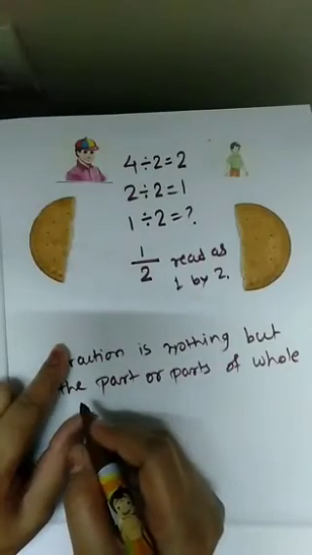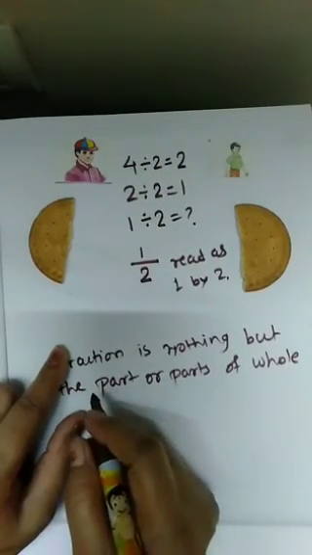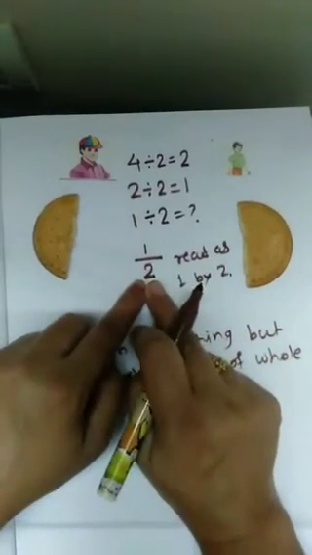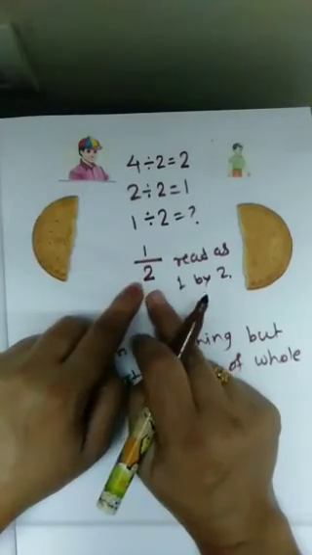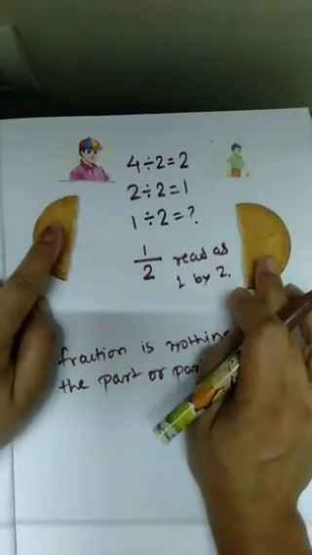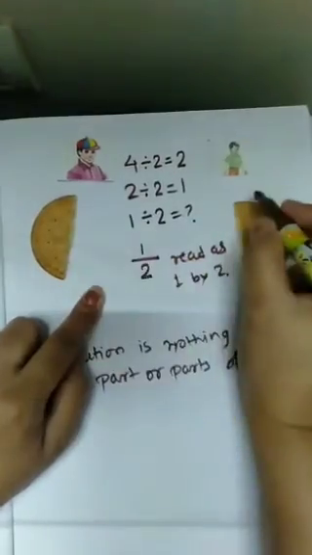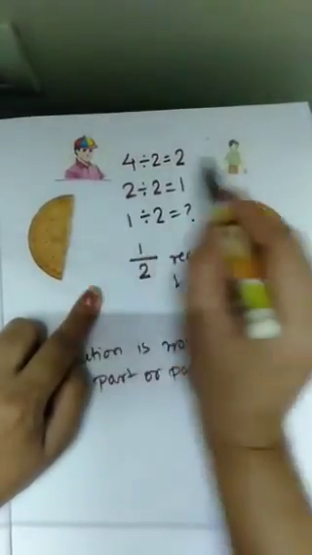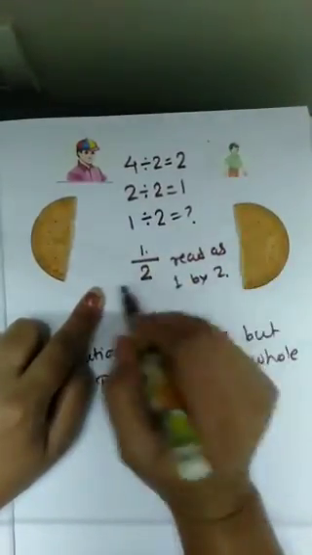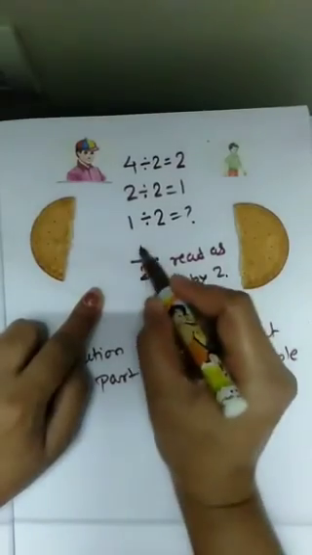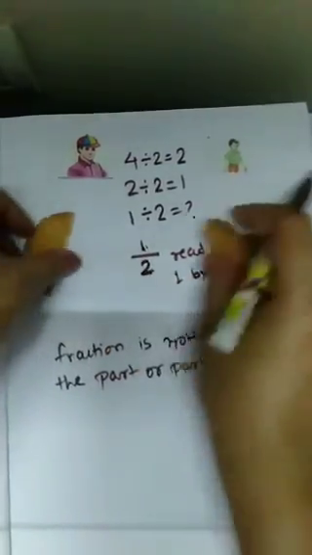Understood, all the students? 1 by 2 means this is the total number of parts of a biscuit, and how much part will they each get? Each child gets 1 part of 1 biscuit. So 1 by 2. Okay.